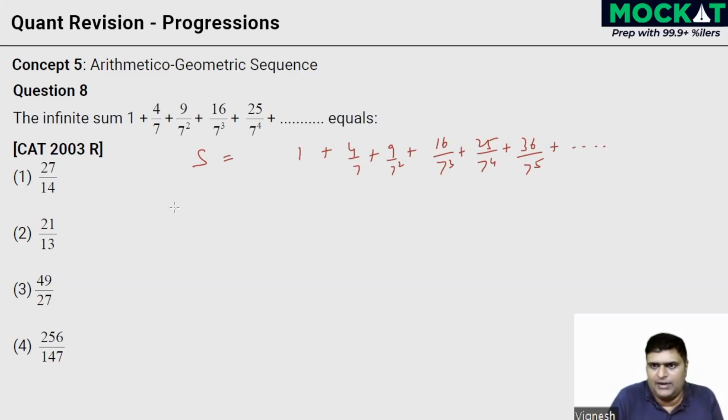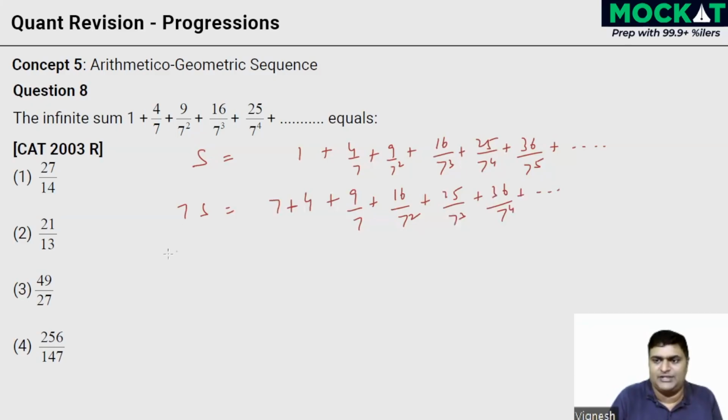Now, all I need to do is multiply with 7. When I multiply each of these terms with 7, I'm getting a 7 plus, right, 4 by 7 into 7 gives me a 4, plus 9 by 7 square into 7 is 9 by 7, right? I'm moving everything by one space and writing it. 16 by 7 cube into 7 is 16 by 7 square, right? One 7 gets cancelled. The entire thing, if I multiply with 7, everything gets moved by one place with respect to the denominator, right?